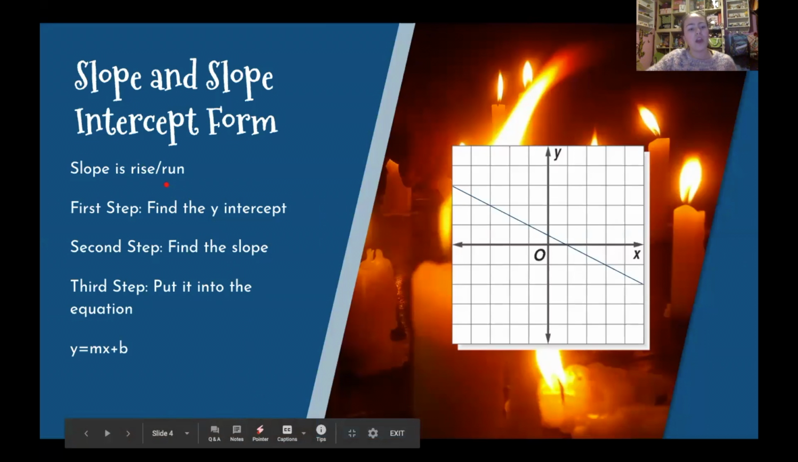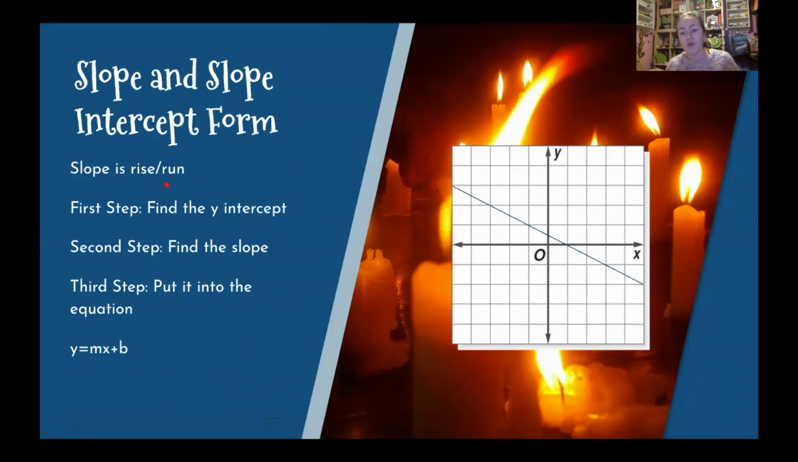Okay, so slope is basically rise over run. Rising up, going this way. So the first step is to find the y-intercept. Now what is the y-intercept? For this case, the y-intercept would be 0.5 because on the y-axis it lines up with 0.5, if we use 1 unit as a block.